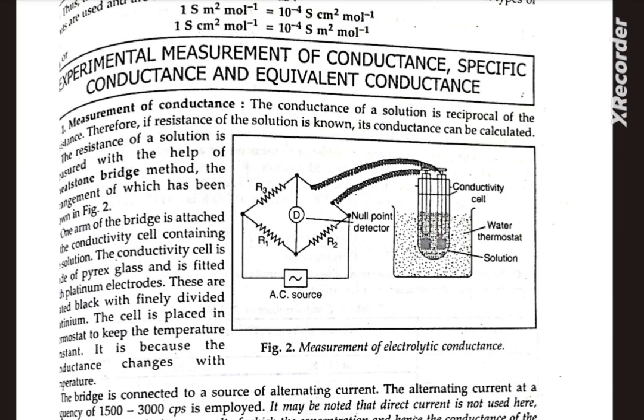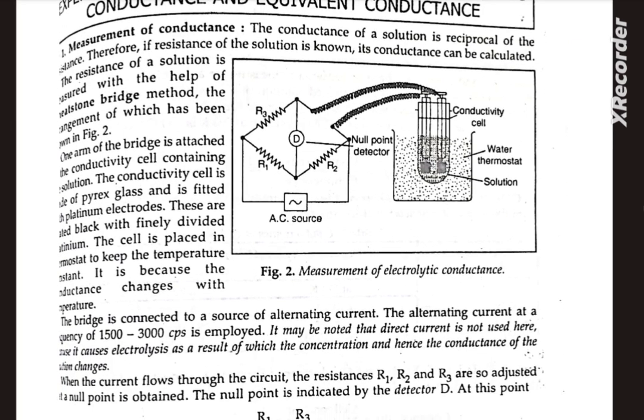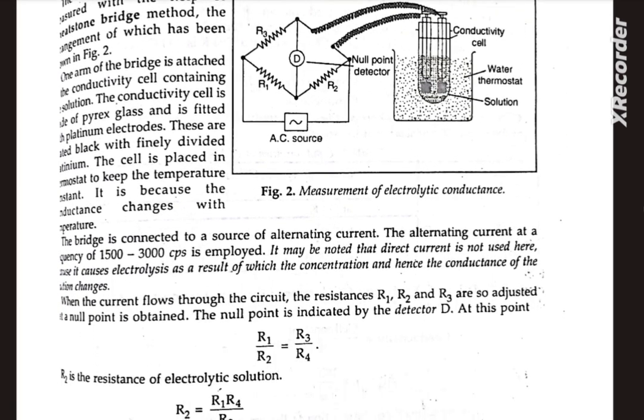One arm of the bridge is attached to the conductivity cell containing the solution. The conductivity cell is Pyrex glass and is fitted with platinum electrodes. These are plated black with finely divided platinum. The cell is placed in a thermostat to keep the temperature constant. It is because the conductance changes with temperature.